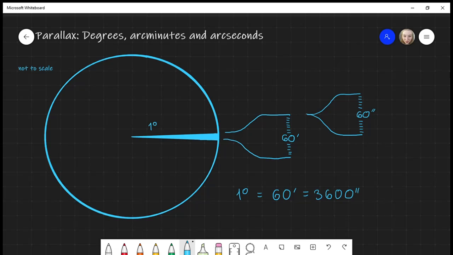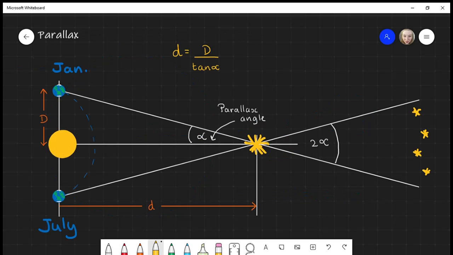3,600 arcseconds. Since we measure the star's displacement using arcseconds, it would be helpful if we could find a relation between arcseconds and radians, which is what we would normally use. Just before I do find a relation between radians and arcseconds, I want to go back to this image. I've also included the equation that we derived before using trig.